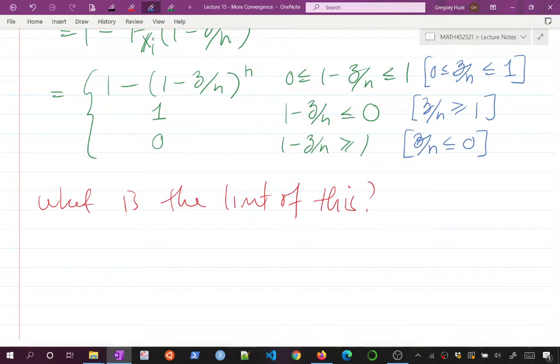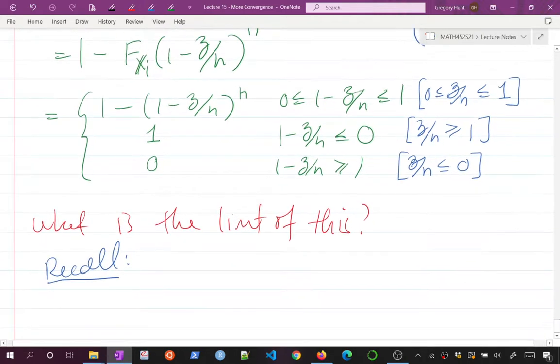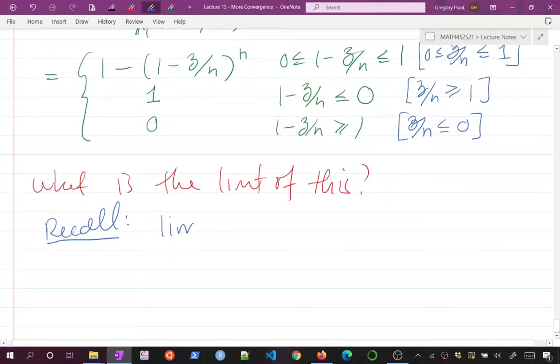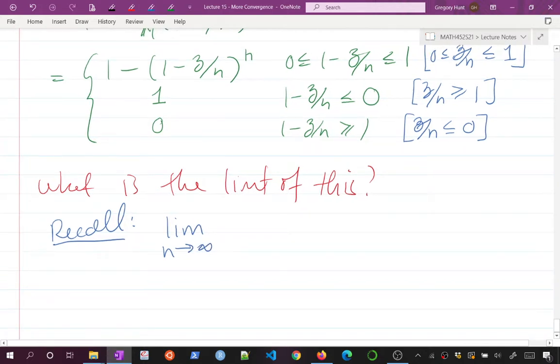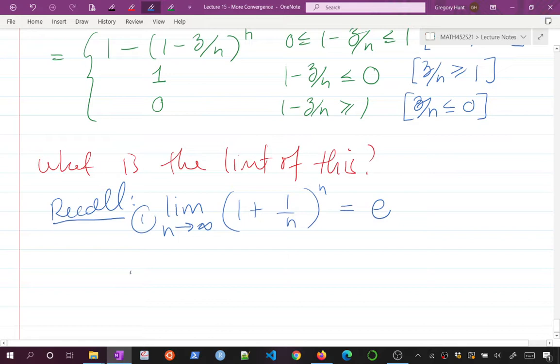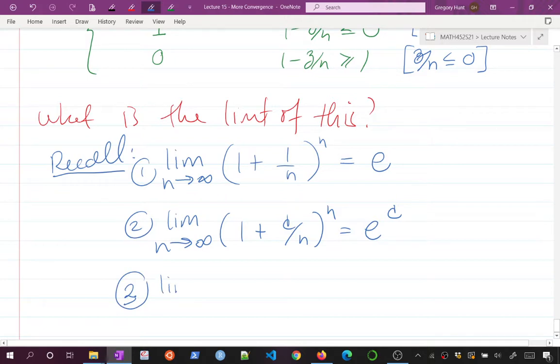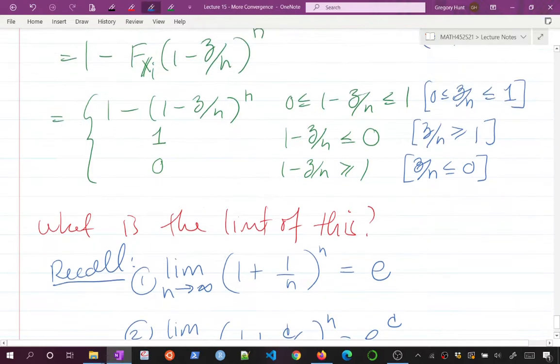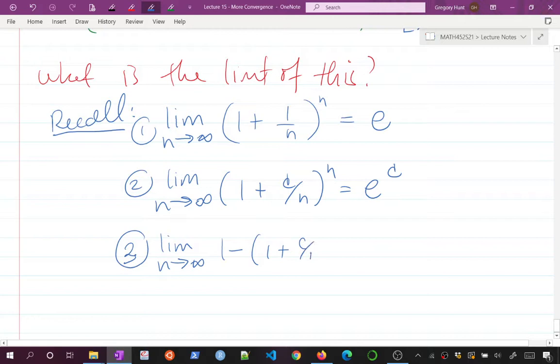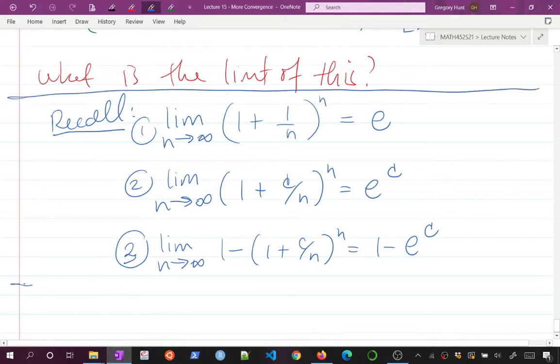So what does this look like? Here's some recollection from sophomore year of high school, Algebra 2, something like that. If I look at the limit as n goes to infinity of 1 plus 1 over n to the n, that is e, our favorite Euler's number, right? So let's say that's 1. This formula can actually be expanded. If I look at the limit of 1 plus c over n to the n, that is e to the c. What this means is that if I look at the limit as n goes to infinity of 1 minus 1 plus c over n to the n, this is 1 minus e to the c. Okay, so that's just some recollection from our limit definition of e.